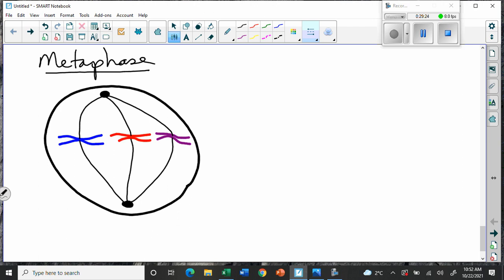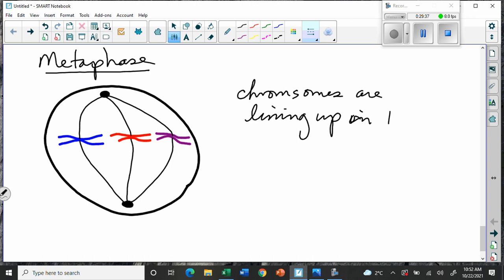So what's happening here is the chromosomes are lining up in the middle of the cell. Let's just say in the middle. And the reason they're doing that is they're being guided that way by these little spindle fibers, these microtubules that are pushing them into place, the middle of the cell.